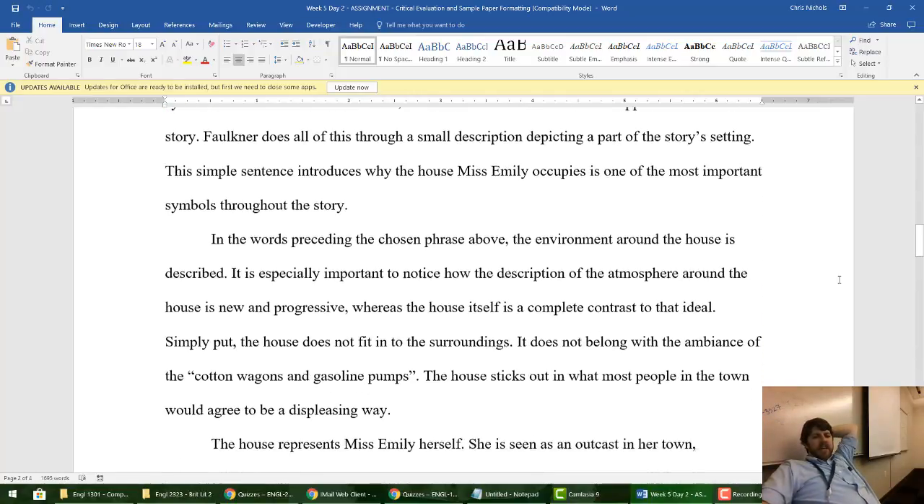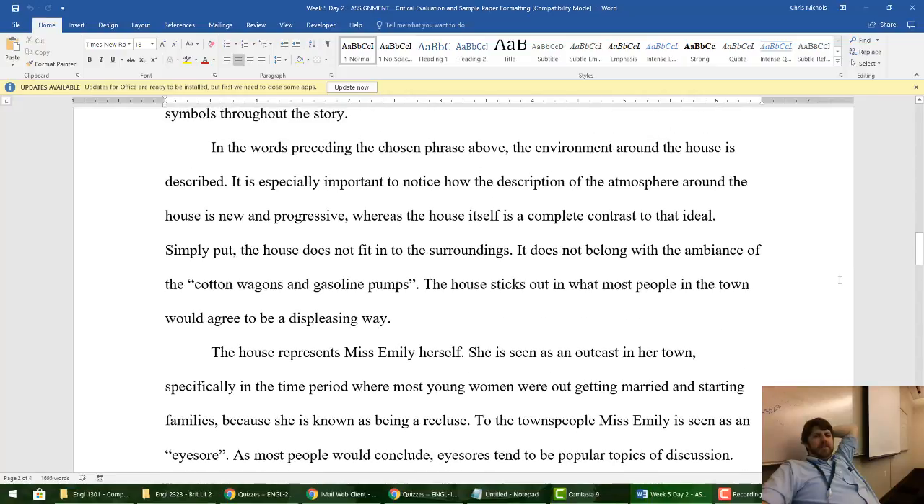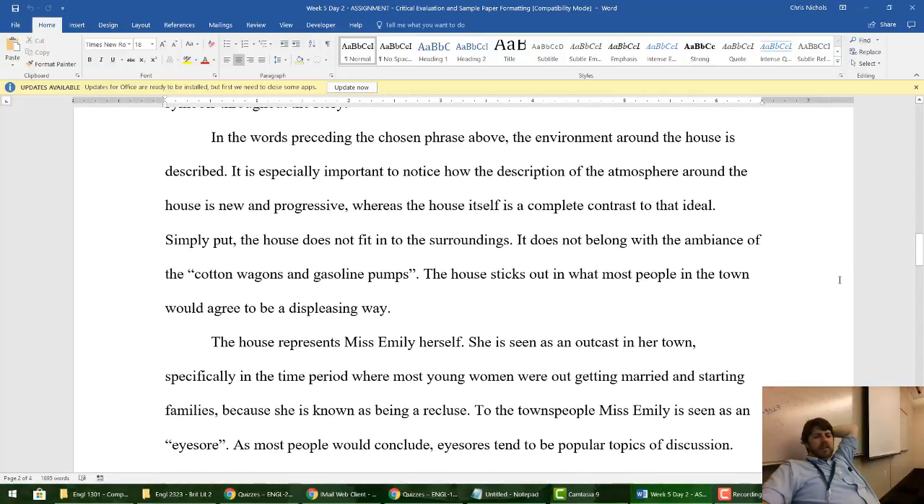And so she starts talking and says, in the words preceding the chosen phrase above, the environment around the house is described. It is especially important to notice how the description of the atmosphere around the house is new and progressive, whereas the house itself is a complete contrast to that ideal. Simply put, the house does not fit into the surroundings. It does not belong with the ambiance of the cotton wagons and gasoline pumps. The house sticks out in what most people in the town would agree to be a displeasing way.